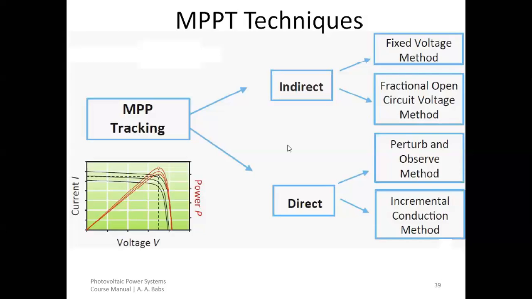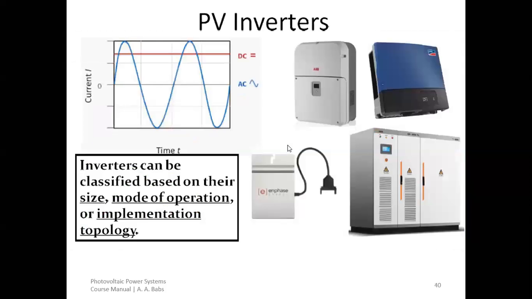What you see here are examples of PV inverters. We are going to talk about those inverters in a couple of minutes. We're going to look at the types of inverters and how they work. Inverters can be classified based on their size, and on their mode of operation or implementation topology. What inverters do basically is convert DC electrical energy to AC electrical energy. The solar energy coming to the module is converted to electrical energy, and that electrical energy is always DC. So if we are going to power AC loads, the DC electrical energy has to be converted to AC electrical energy before we can supply it to the loads that are AC in nature.